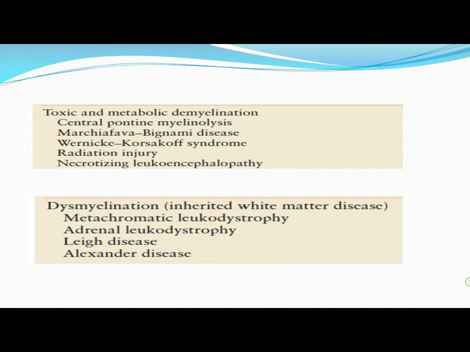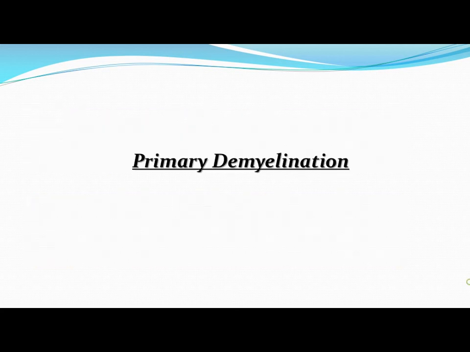Infection-related demyelination like progressive multifocal leukoencephalopathy, HIV encephalopathy, acute disseminated encephalomyelitis, subacute sclerosing panencephalitis, Lyme disease, and neurosyphilis. Toxic and metabolic demyelination like central pontine myelinolysis, Marchiafava-Bignami disease, Wernicke-Korsakoff disease, radiation injury, and necrotizing leukoencephalopathy. Demyelinating diseases we will discuss later.